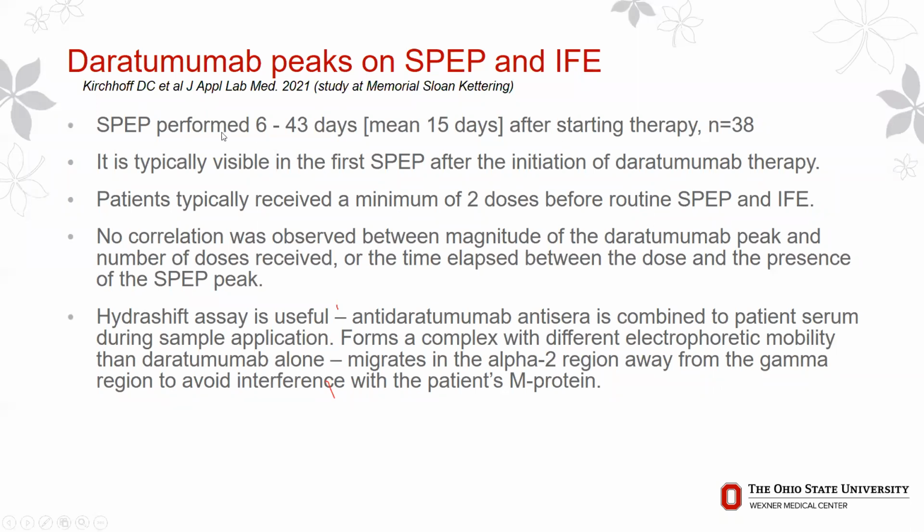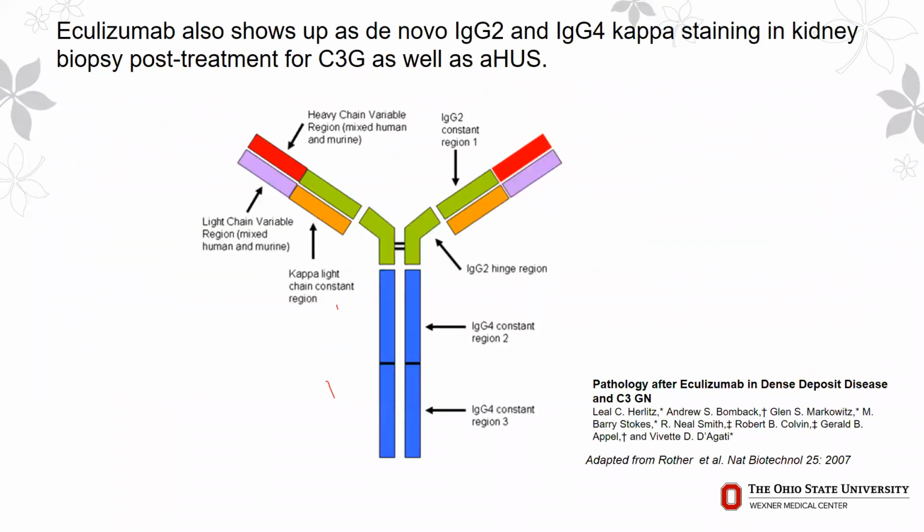So I'll talk about this, but these authors do describe a new assay called the Hydrashift assay to overcome this problem of false positives. They use an anti-daratumumab antiserum, which is combined with the patient's serum during sample application. This antibody to daratumumab binds to the drug to form a complex, which is obviously bigger in size, with a higher molecular weight and a different electrophoretic mobility. And so it will run differently. It will run slower, so it migrates in the alpha region rather than the gamma region. So it will avoid interference with the patient's original M protein. I don't know how widely this is practiced, but that was a cool technique.